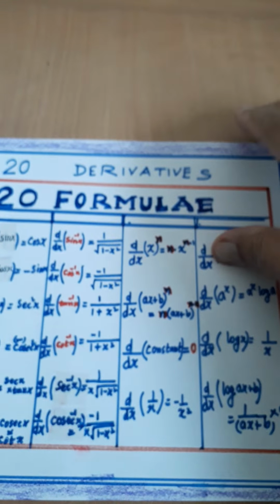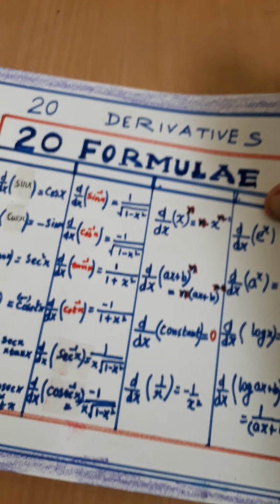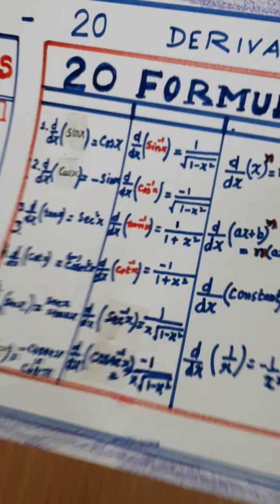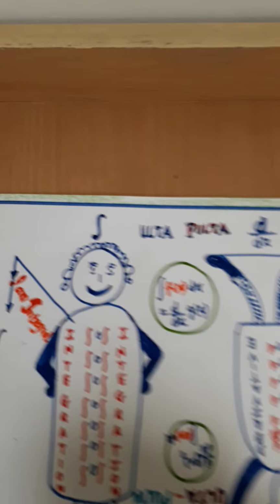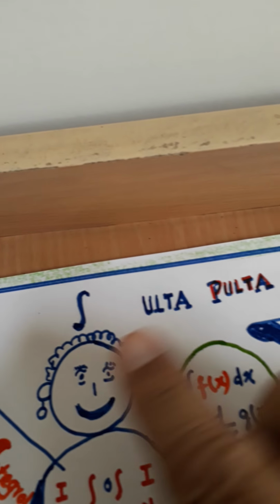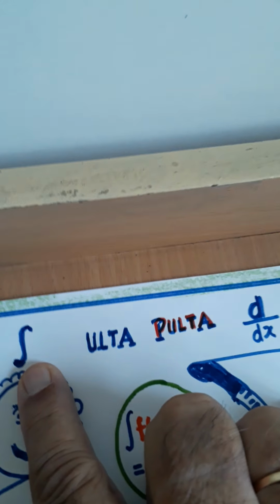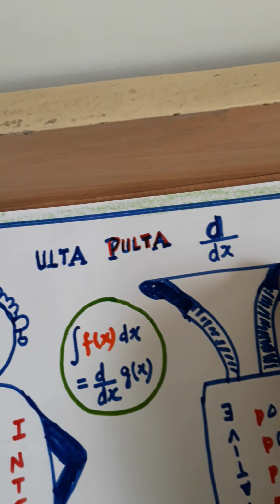So that is why these 20 formulas are very, very important, because all the integration formulas are based on this. I'll tell you how they are calculated. First of all, you try to understand this. Look here. This technique is ulta pulta, upside down. Integration, and its opposite, d/dx.